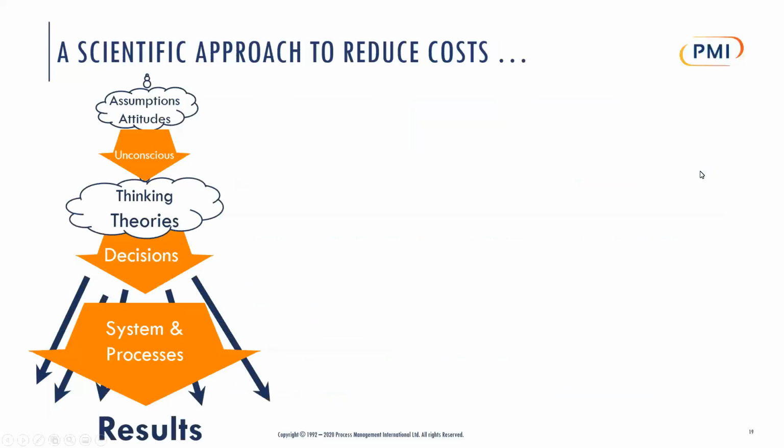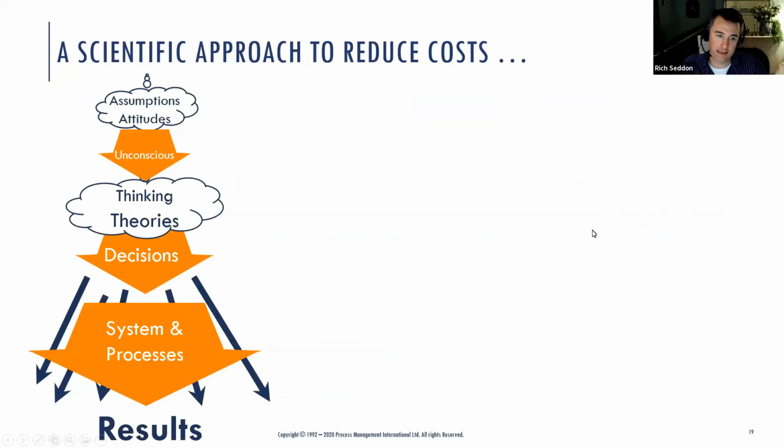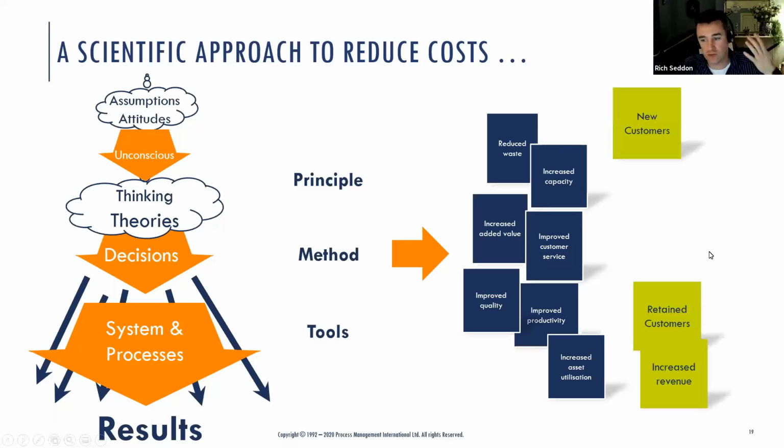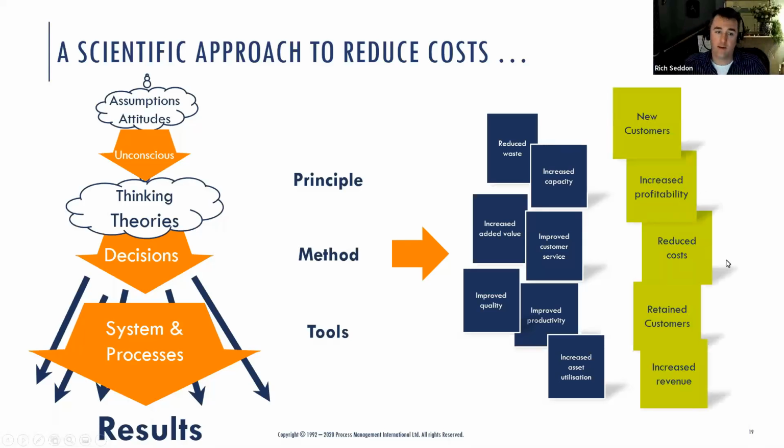So here it is again, the scientific approach to reducing costs. Mindset at the top, just beneath the title there, right down to results. So taking those and applying the principles, the methods we've been talking about, some of the tools to reduce waste, to increase capacity, to increase added value, to improve customer service, so on and so forth. In order that you get new customers, retained customers, you increase revenue, reduce costs, and increase profitability.